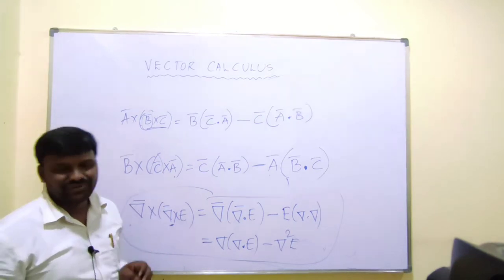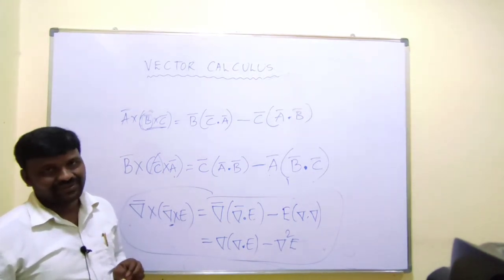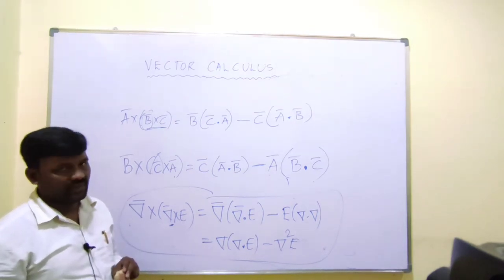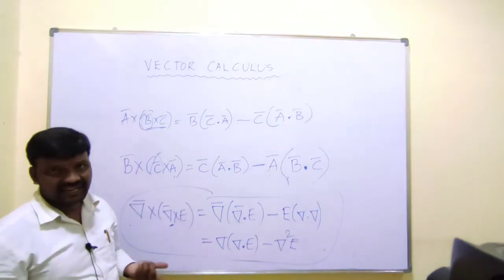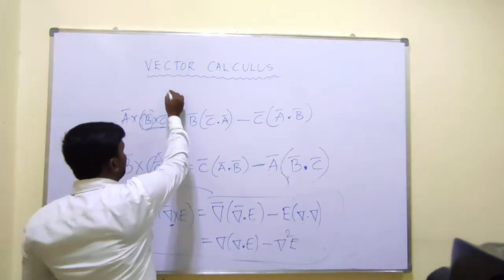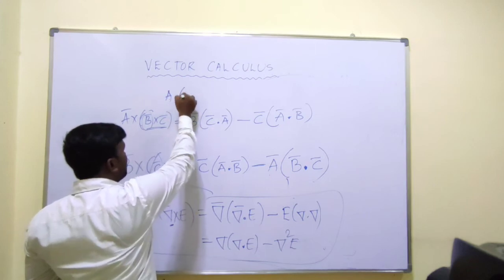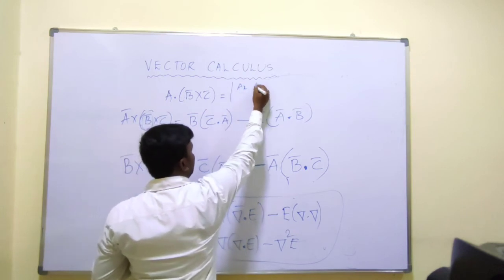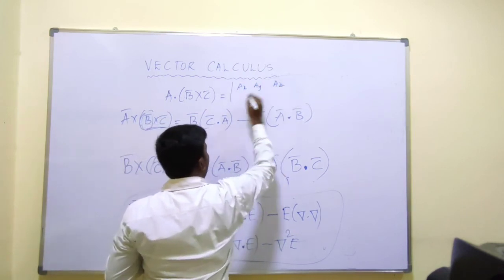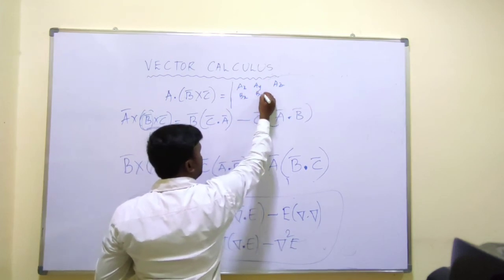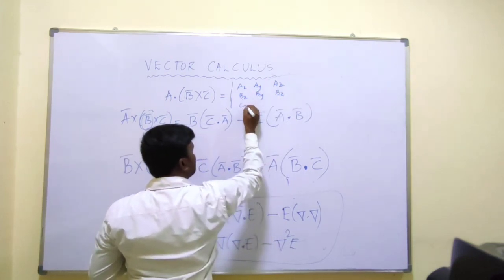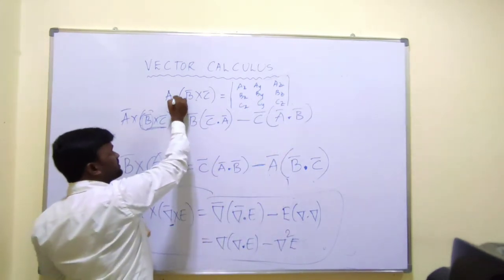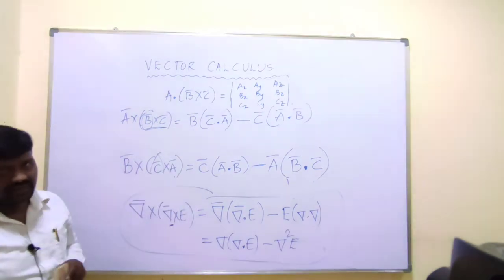In this class, what have we discussed? Vector multiplication, that is dot product and cross product: A bar cross B, A dot B. After that, the triple product, that is the scalar triple product, A dot B cross C bar. Of course, this can be obtained by using a determinant formula like this: AX, AY, AZ; another row BX, BY, BZ; and similarly CX, CY, CZ. The determinant gives this scalar triple product. This is about the vector triple product.